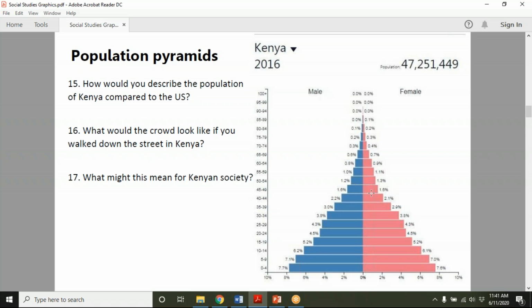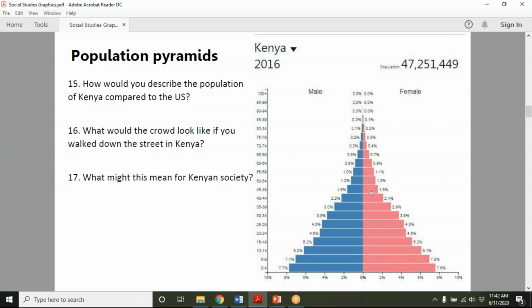Number 16, what would the crowd look like if you walk down the street in Kenya? I guess I was thinking about streets when I wrote this. Most of the people you would see would be what? Kids and youth. Yeah, the population is very young. If you're looking for a 60-year-old, you're going to have a tough time. If you're looking for an 80-year-old in Kenya, you're going to have a tough time finding them.